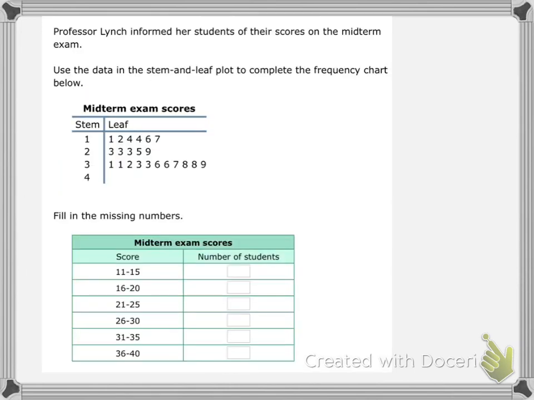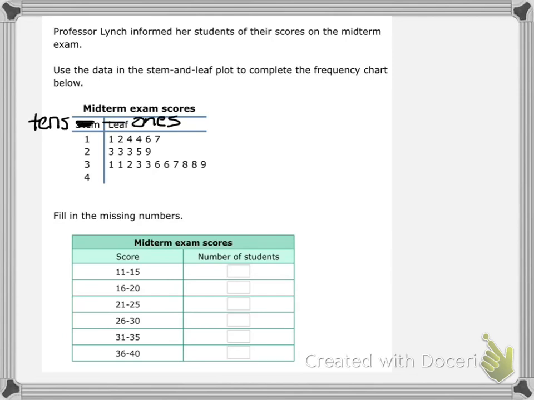All right, our last question here. Professor Lynch informed her students of their scores on the midterm exam. Use the data in the stem and leaf plot to complete the frequency chart below. So most of you have never seen a stem and leaf plot before. We are not going to spend time reading stem and leaf plots besides filling in frequency charts. So I do want to explain how this works. We're going to think of the stem as the tens position and the leaf as the ones position.